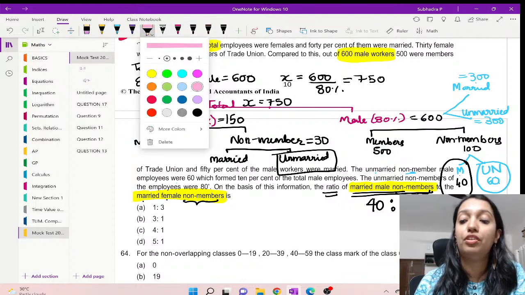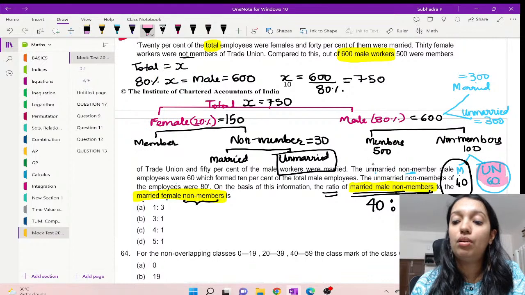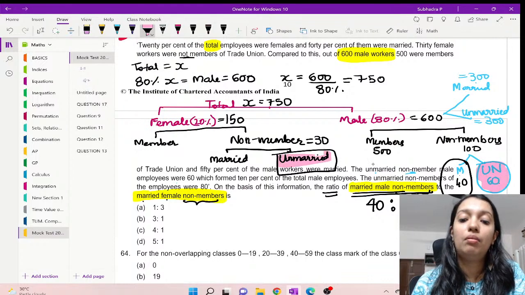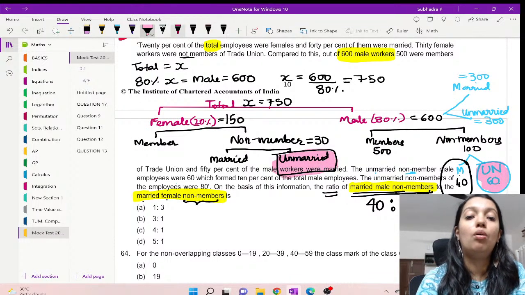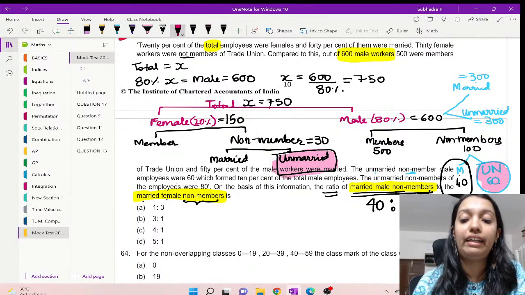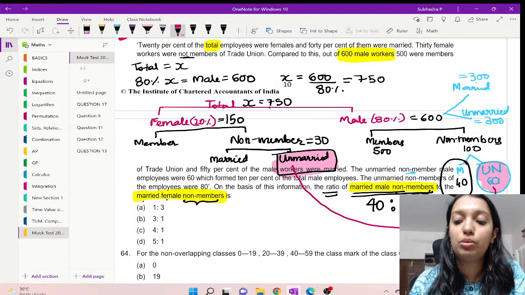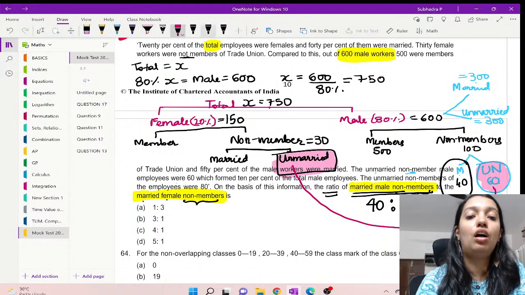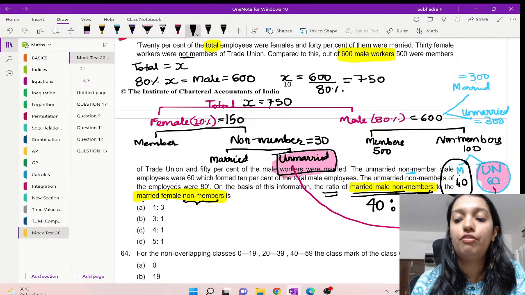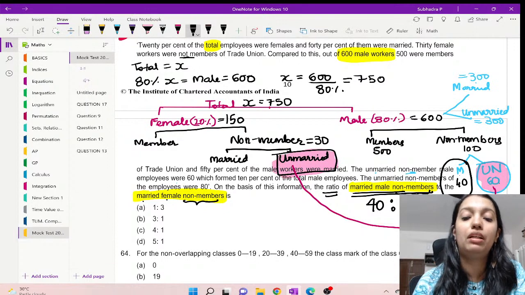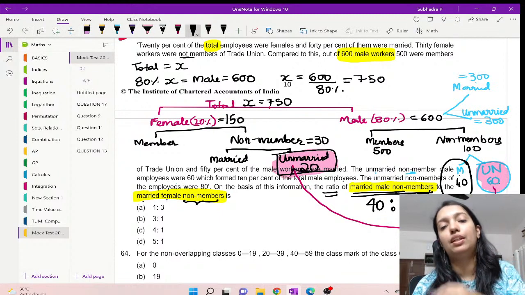Be very careful. Unmarried is here, unmarried is here. What is the total? 80. This plus this has to be 80. So what is the number that you will fill? If 60 has already occupied here, this will be 20. This is the balancing figure that I got.